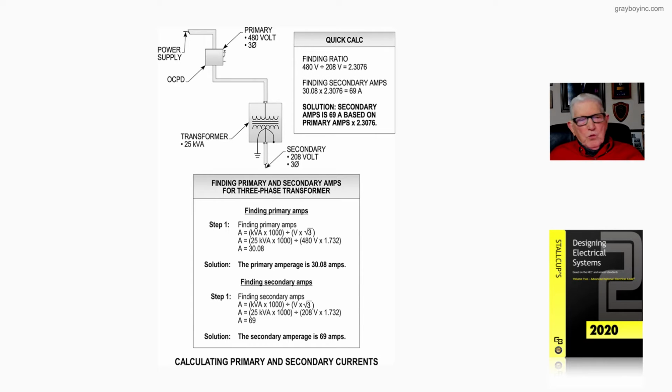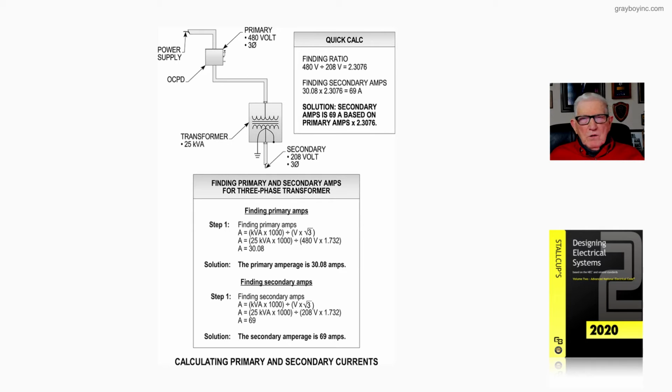Now this figure 20-3B deals with calculating the primary and secondary current of a transformer. Now in the diagram you see the transformer is 25 kVA, it's 480 volt 3-phase. On the secondary it's 208 volt 3-phase.